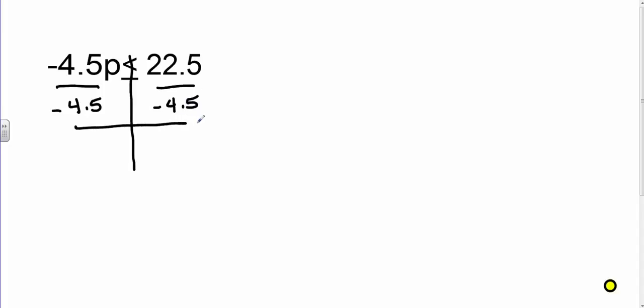Okay, we've got negative 4.5p, which indicates multiplication. So we are going to divide by 4.5. So we come over here and we divide by negative 4.5, and we divide by negative 4.5. That gives us p. We divided by negative, so we switch the direction of the inequality. We've got p is greater than or equal to 22.5 divided by 4.5 is 5. Positive divided by negative gives you negative. So we've got p is greater than or equal to negative 5.